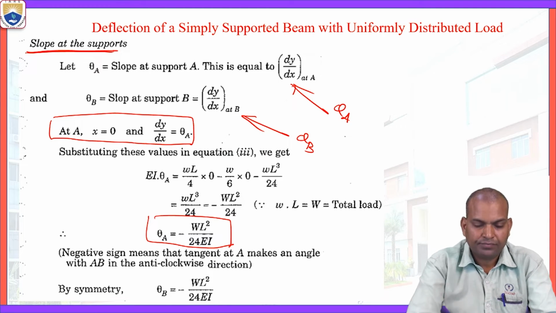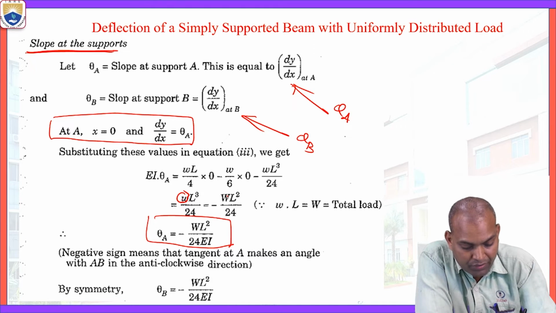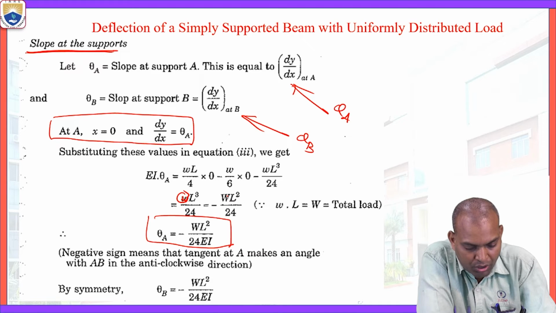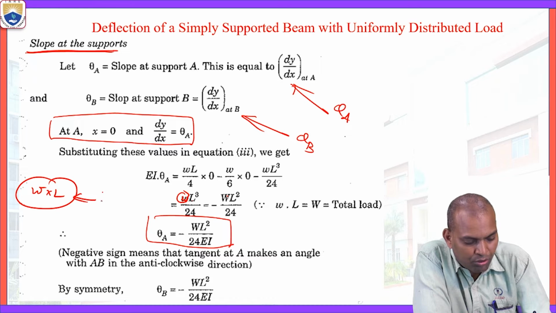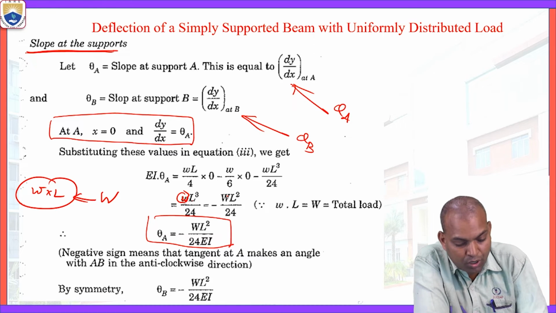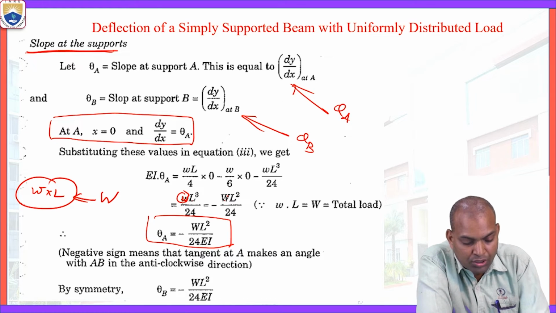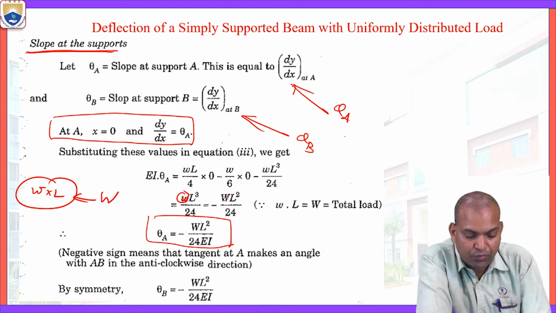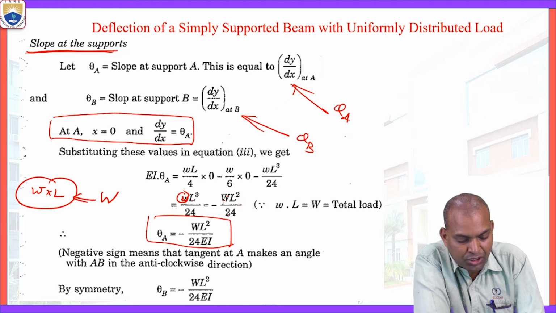Here, this is the small w and it is capital W. What is the small w? Small w times L is nothing but the total load, capital W. Small w indicates the uniformly distributed load, whereas capital W indicates the total load. So this small wL cube by 24 is converted into total load, that is capital W L square by 24 times EI, that is the slope.